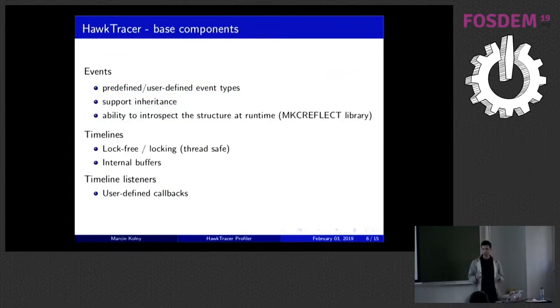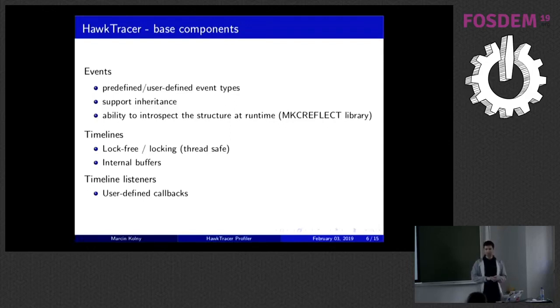So yeah, I mentioned those three components already. The event is the thing that basically carries the information that we want to have in the result, like, for example, time spent in a function, or memory usage, or CPU usage at that point in time. It supports inheritance, so you can have an event, and then you can inherit from that event to add more fields, for example. The timeline is basically a buffer where you push events. The timeline also timestamps the event. So every time you push an event to the timeline, it gets timestamped, so you know exactly when the event happened.